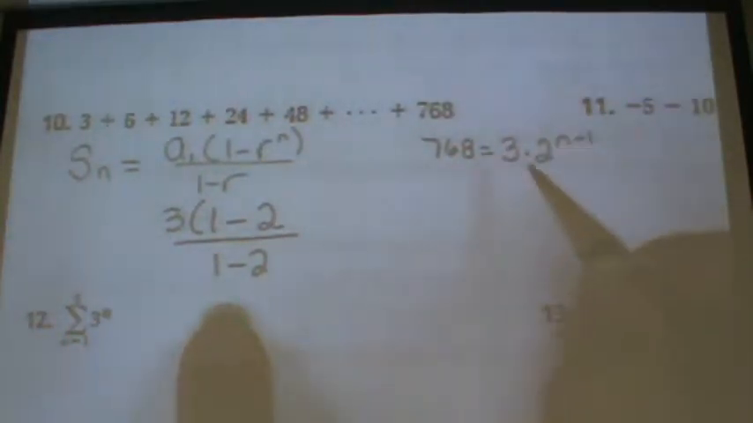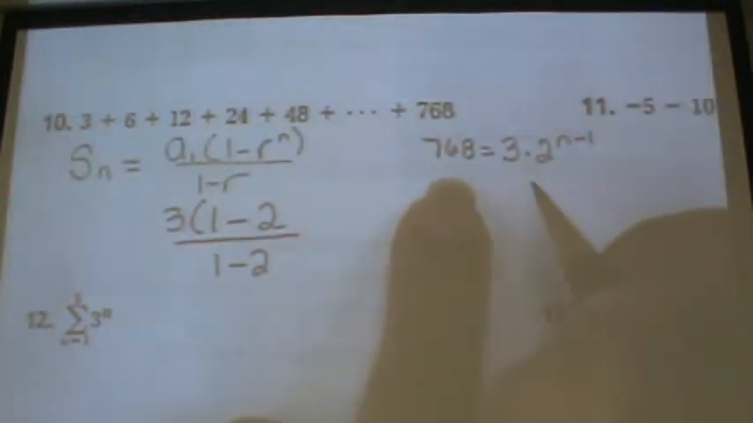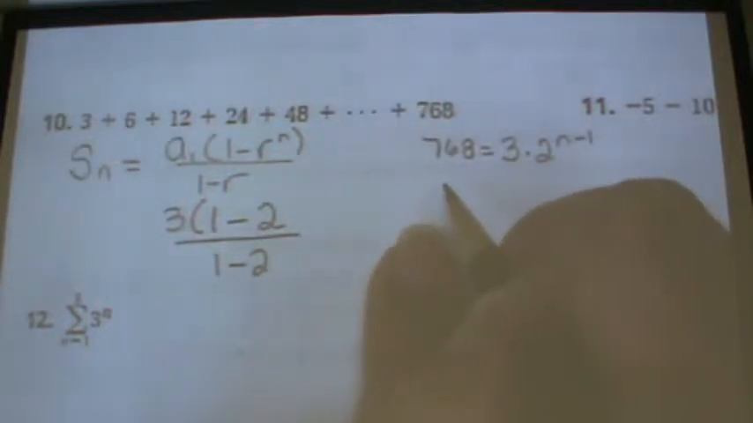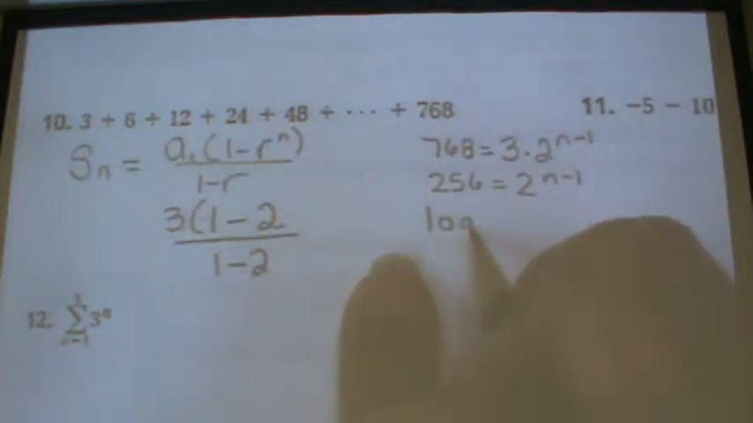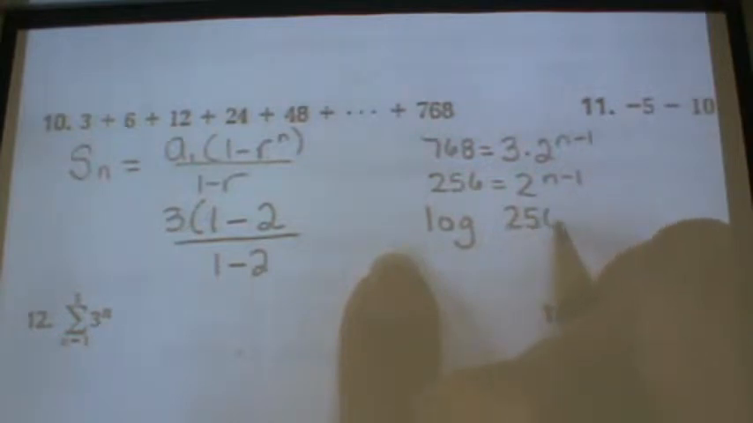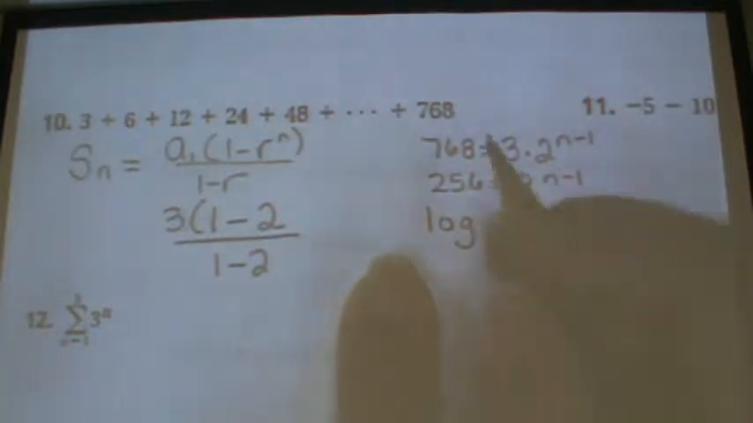How do you solve this? I mean, you could guess, put a bunch of numbers in and see which one works, or you could do the log problem like I showed you yesterday. I would first get rid of this 3. 768 divided by 3 is 256. And then I would write this in log form. Log of 256 base 2 is n minus 1. Type this in your calculator and add 1. You should get n is 9.